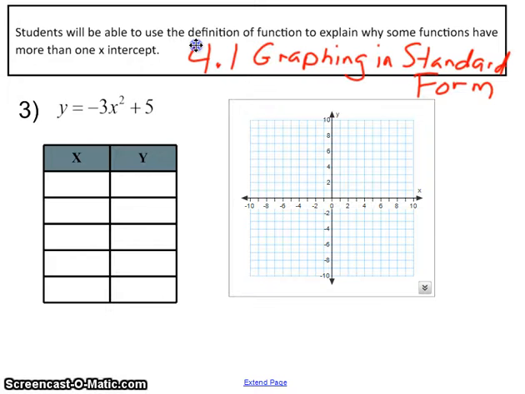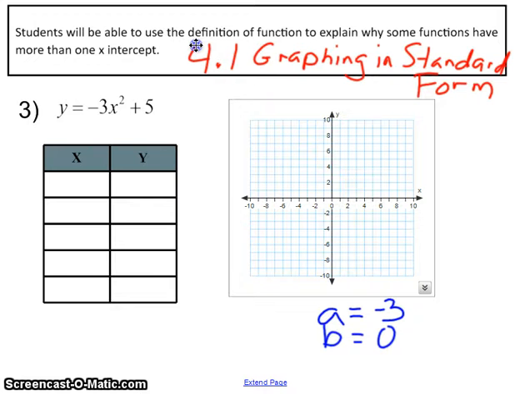All right, so here I've got problem number 3. What's the value of A? Negative 3. What's the value of B? Good. That's the first class that answered that right today. B is 0, okay? Because there is no x term.